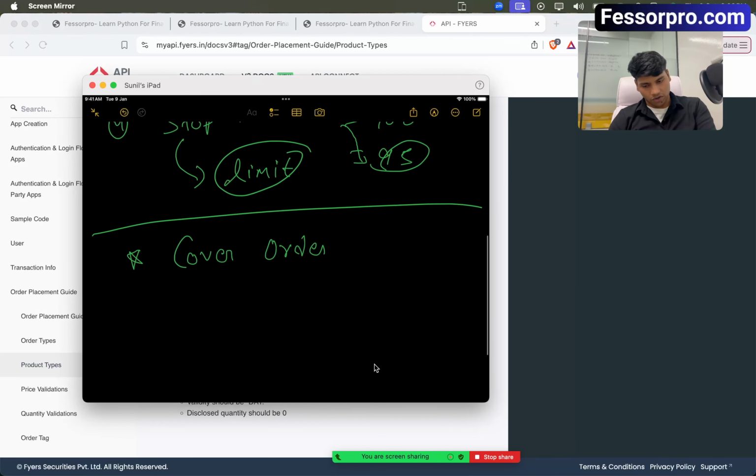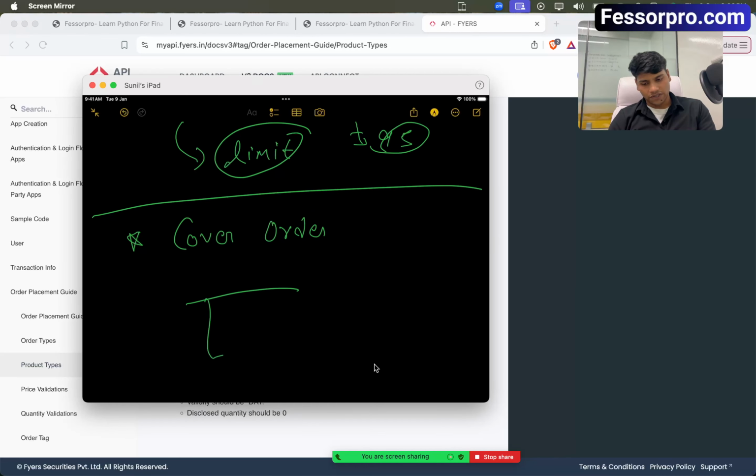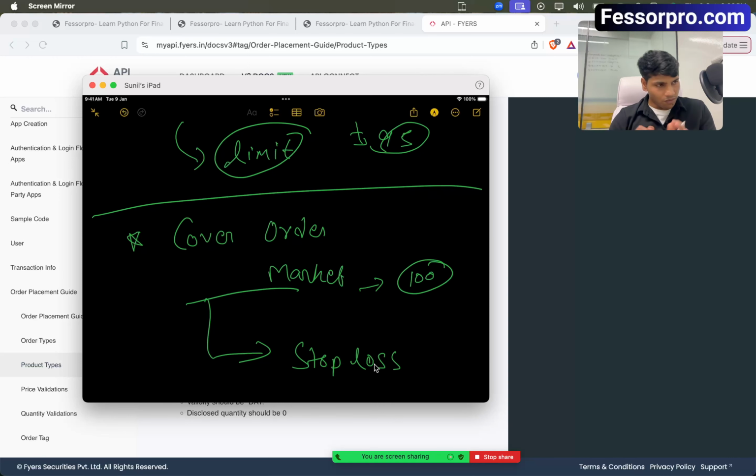Now in cover order, we place two orders which are connected to each other. The first order can be market or a limit order. Let's say the first is market order, and the second order will be a stop loss order. Let's say the market is trading at 100. So you place the market order, so you got a fill at 100. The moment you get fill, your other order will be activated, that is stop loss order. So you don't have to place two different orders for this. You can place a single order.